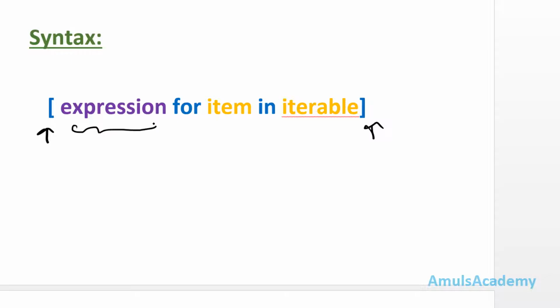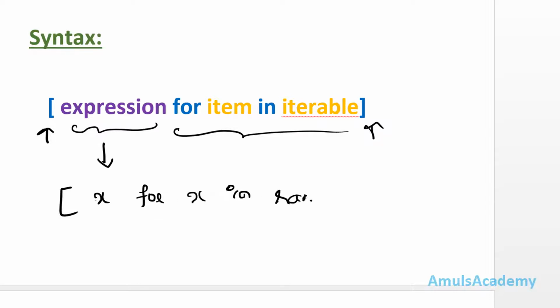And here we can see the expression followed by the for loop: for item in iterable. This expression gives the element of the list, and this is the for loop. Let's see one example. If I want to print all the elements from 1 to 10, I can use list comprehension. For that I write the expression as x, for x in the iterable, range 1 to 11.